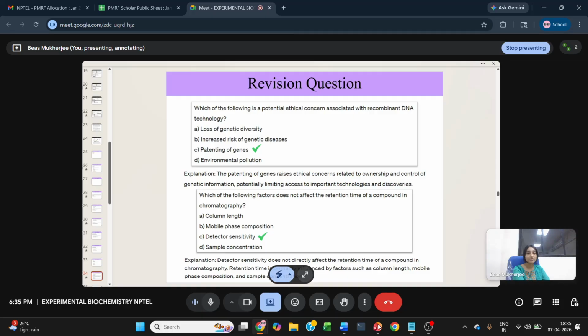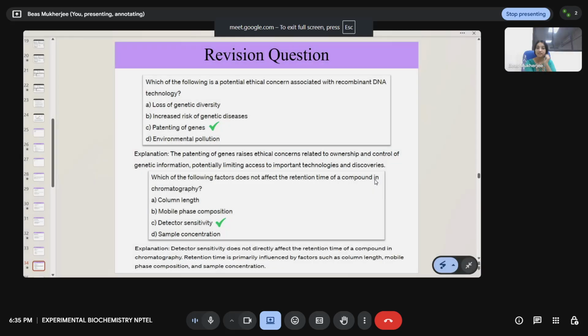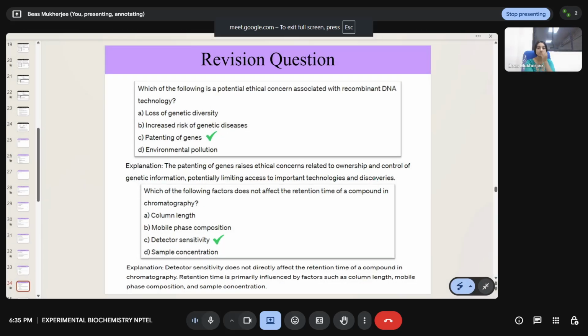Which of the following factors does not affect the retention time of a compound? That would be detector sensitivity, because all of the other factors influence this. So detector sensitivity does not directly affect the retention time of a compound. In chromatography, retention time is primarily influenced by column length, mobile phase composition, and sample concentration.